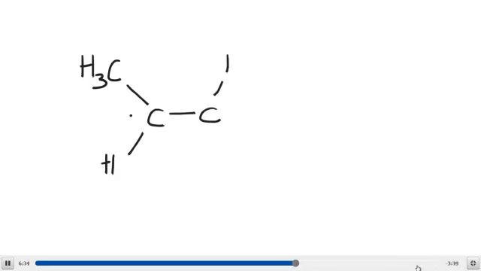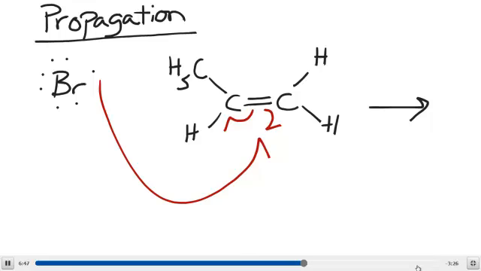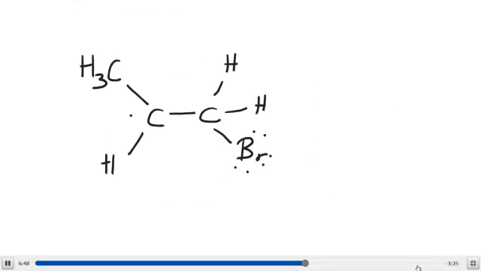So after addition, you're going to end up here with this secondary radical. So it's the bromine that adds first in this reaction, and this is the product of that first step. Notice, initially you started off with a radical, you ended up with a radical. That's why it's a propagation step. If you didn't end up with a radical, you did something wrong.